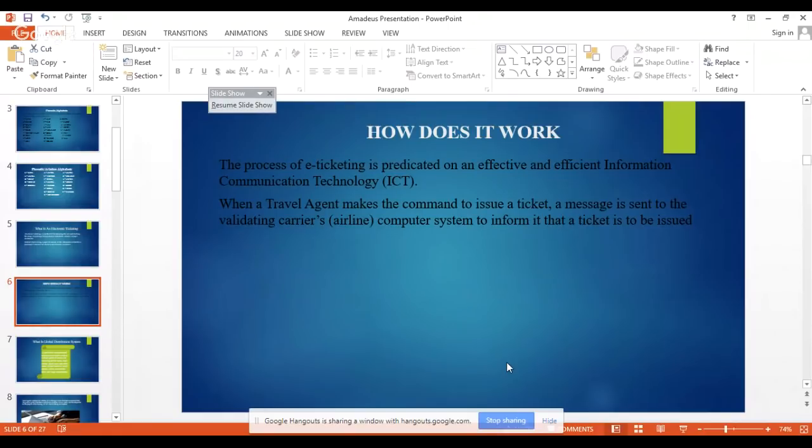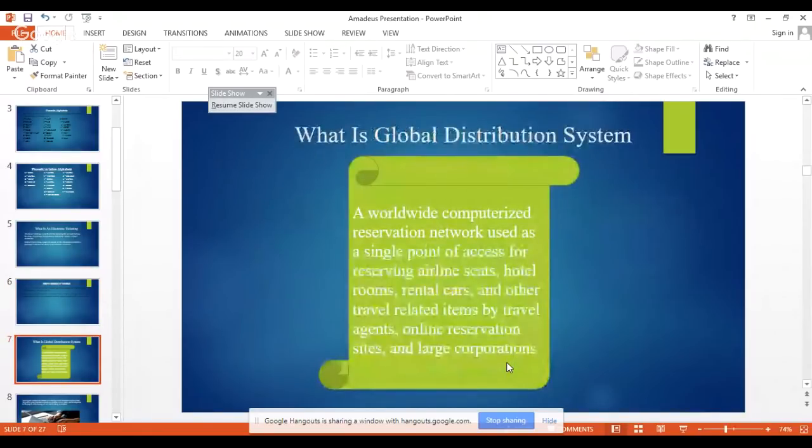How does it work? The process of e-ticketing is predicated on effective and efficient information and communication technology, that is ICT. When a travel agent makes the command to issue a ticket, a message is sent to the validating carrier or airline computer system to inform it that a ticket is about to be sold or issued. If you want to communicate with an airline, there are some ways you communicate with it. But once a travel agent tries to communicate, the airline will see it automatically and know that a travel agent wants to communicate with them.